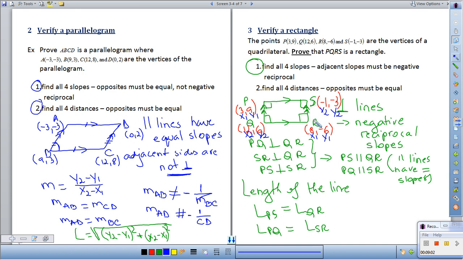I really want you to take the time at home and finish both problems and verify if these quadrilaterals are a parallelogram and a rectangle, respectively.